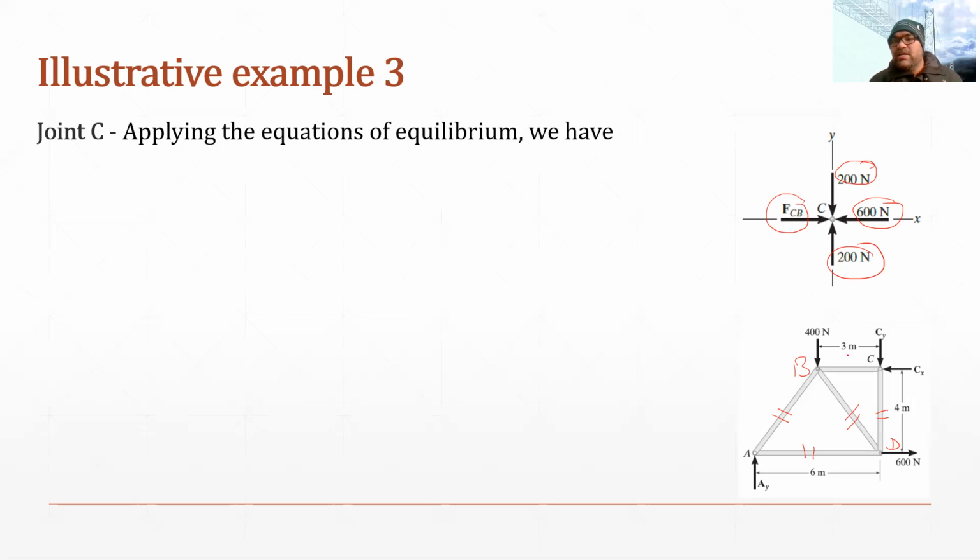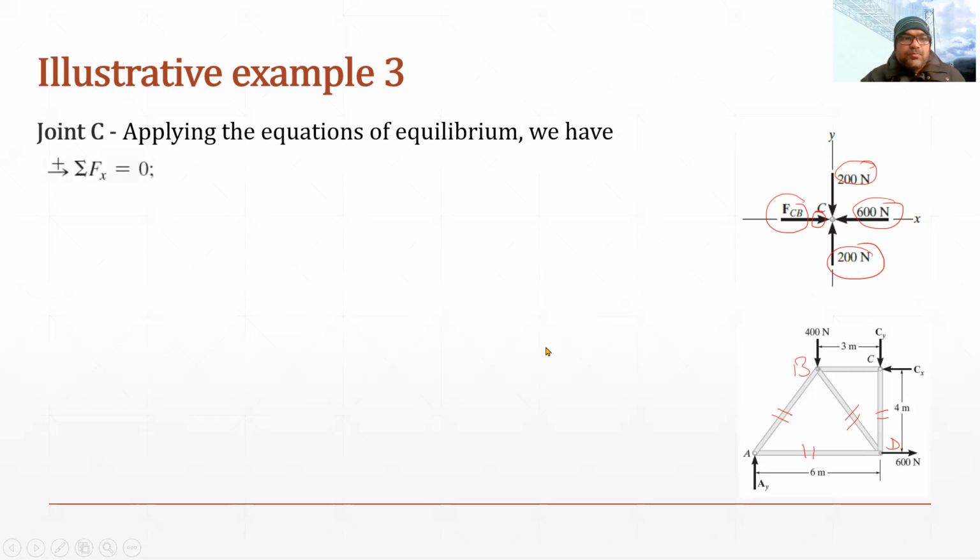And we have assumed that the force in member BC will be in compression. Because of that, you can see the arrow is pointing towards the joint C. So again, we are assuming this. If we get the positive value, our assumption will be correct. If we get the negative value, it means our assumption is incorrect and we have to reverse the sign.